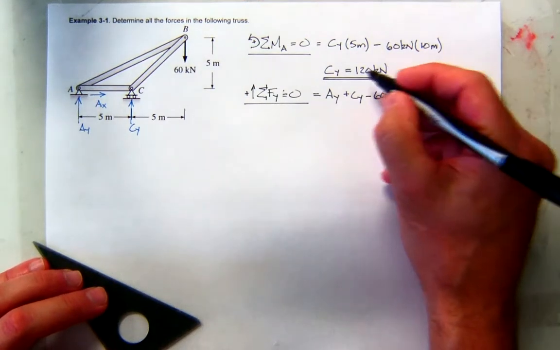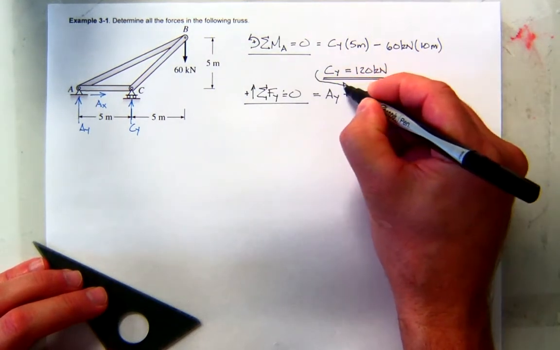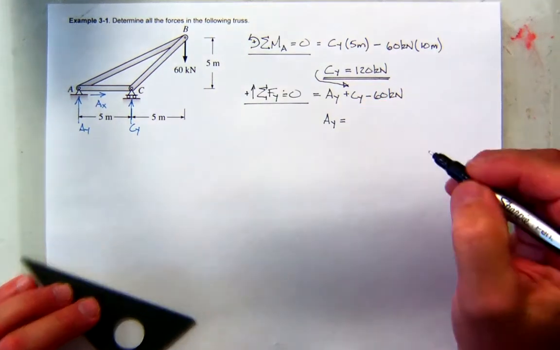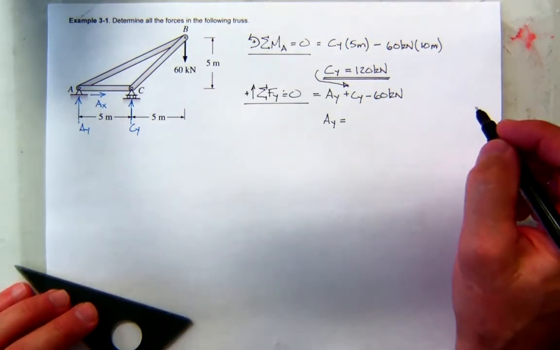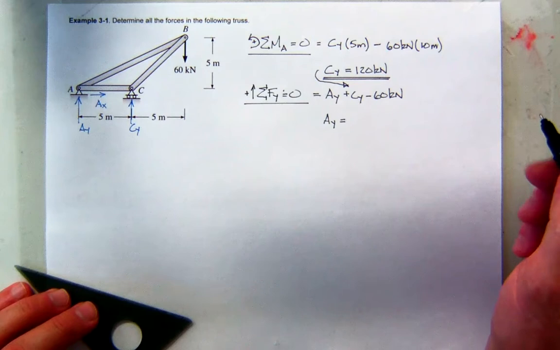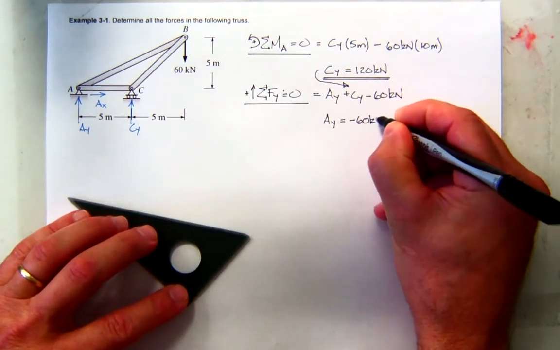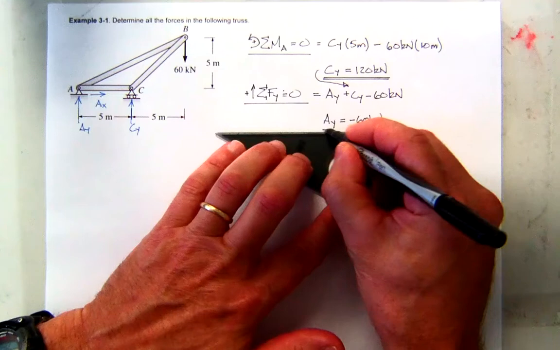And of course I can put my CY right in there. I should be able to solve for AY. What do we get? I think I got negative 60. You guys see that? Negative 60, and that's kilonewtons. Does that make sense?